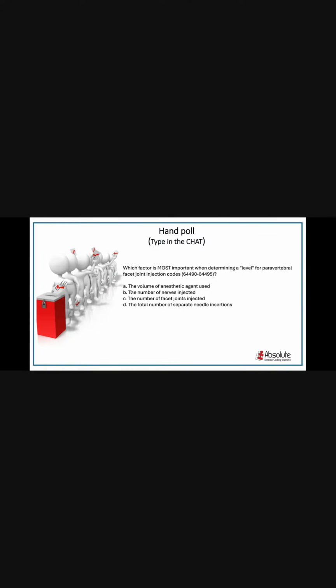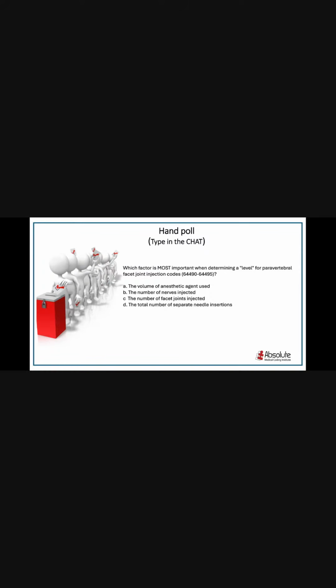All right, so it's time for our hand pull scenario, or the rapid fire hand pull scenario. We will be reviewing most of the guidelines which we learned today. Which factor is most important when determining a level for paravertebral facet joint injection codes ranging from 64490 to 64495? Is it the volume of the anesthetic agent used, the number of the nerves injected, the number of the facet joints injected, or the total number of separate needles inserted?